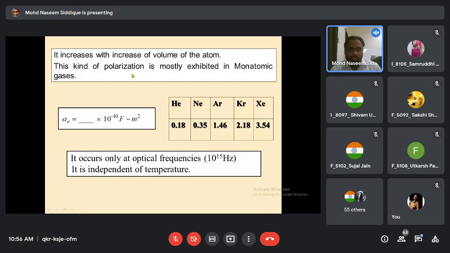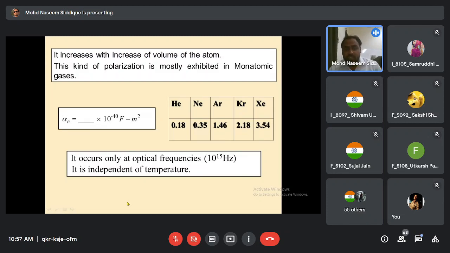So this kind of polarization occurs in monatomic gases, hence we use the polarizability value for that kind of material. As I told you, Sujal, polarizability is a characteristic of the material. For helium, neon, argon, krypton, it depends on the size of the atom. Neon has a larger size compared to helium, and krypton compared to neon and argon. So as we increase the radius of the atom, we increase the electronic polarizability: 0.18, 0.35, and so on. As you can see here, there is an increasing trend of polarizability.